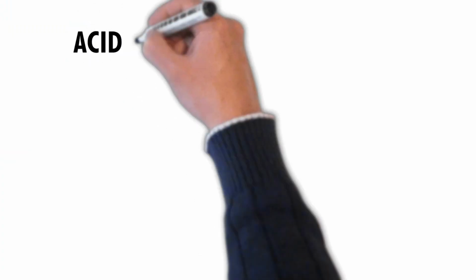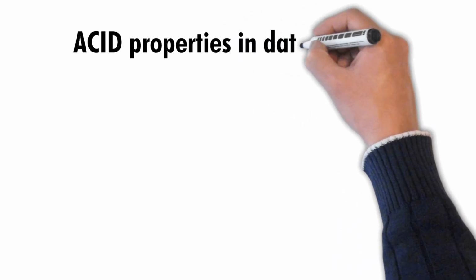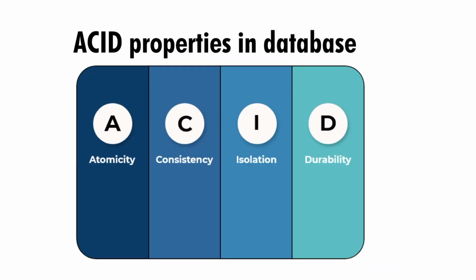There are certain properties that should be followed while reading and writing the database in the database management system. These are the ACID properties: A, Atomicity; C, Consistency; I, Isolation; and D, Durability. We'll see all these properties one by one.